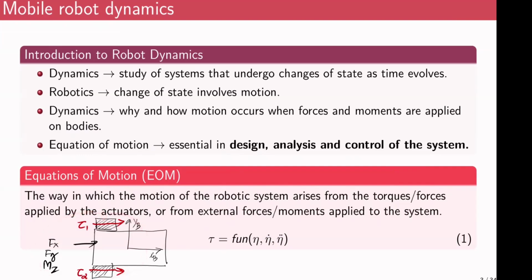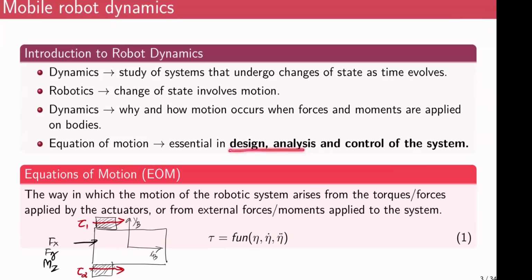In a mathematical sense, that is why it is really essential to understand and derive the governing equations of motion, so that they give you a lot of insight on how a mobile robot would respond to a specific set of inputs, and those could be used for design, analysis and control of the system. All right.